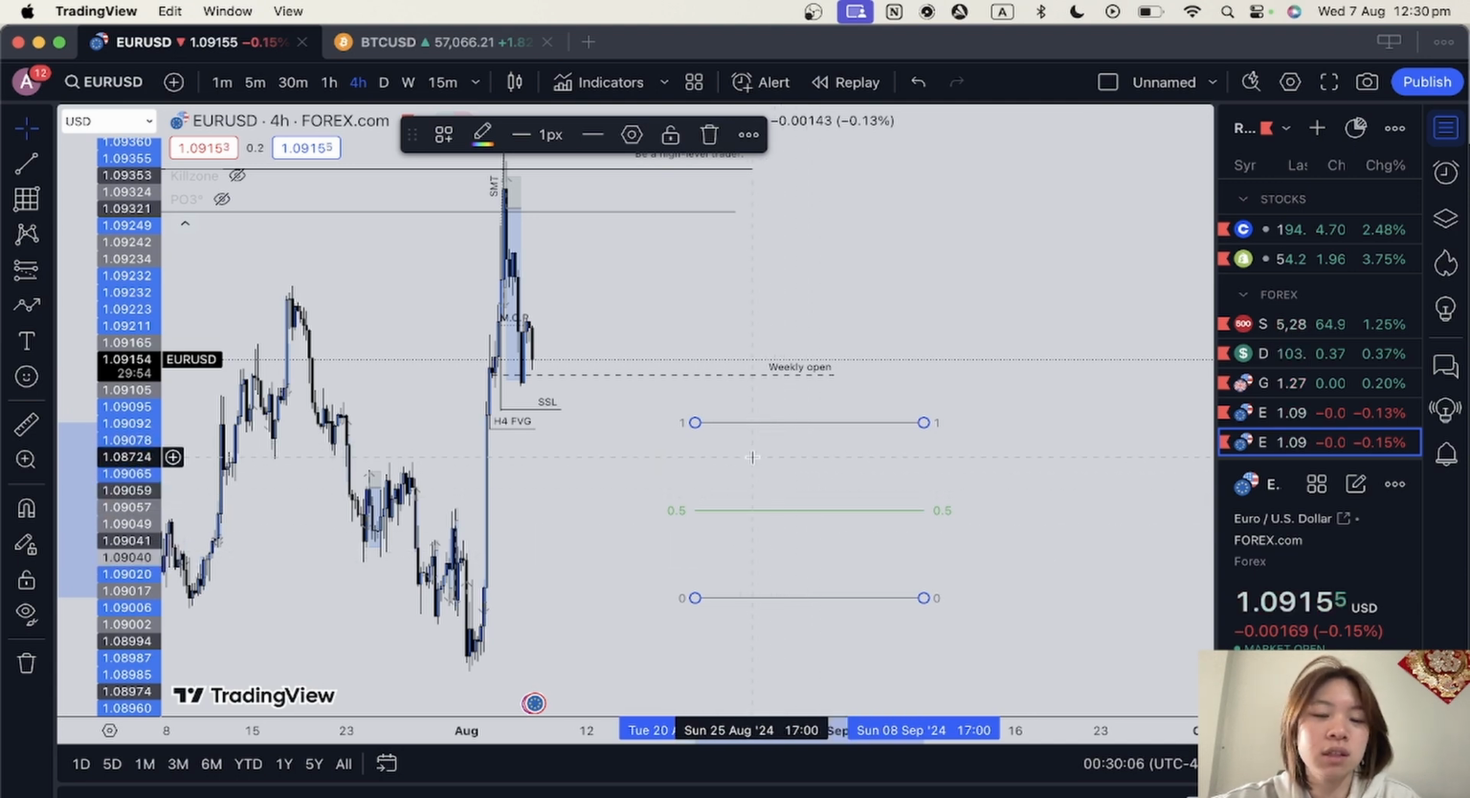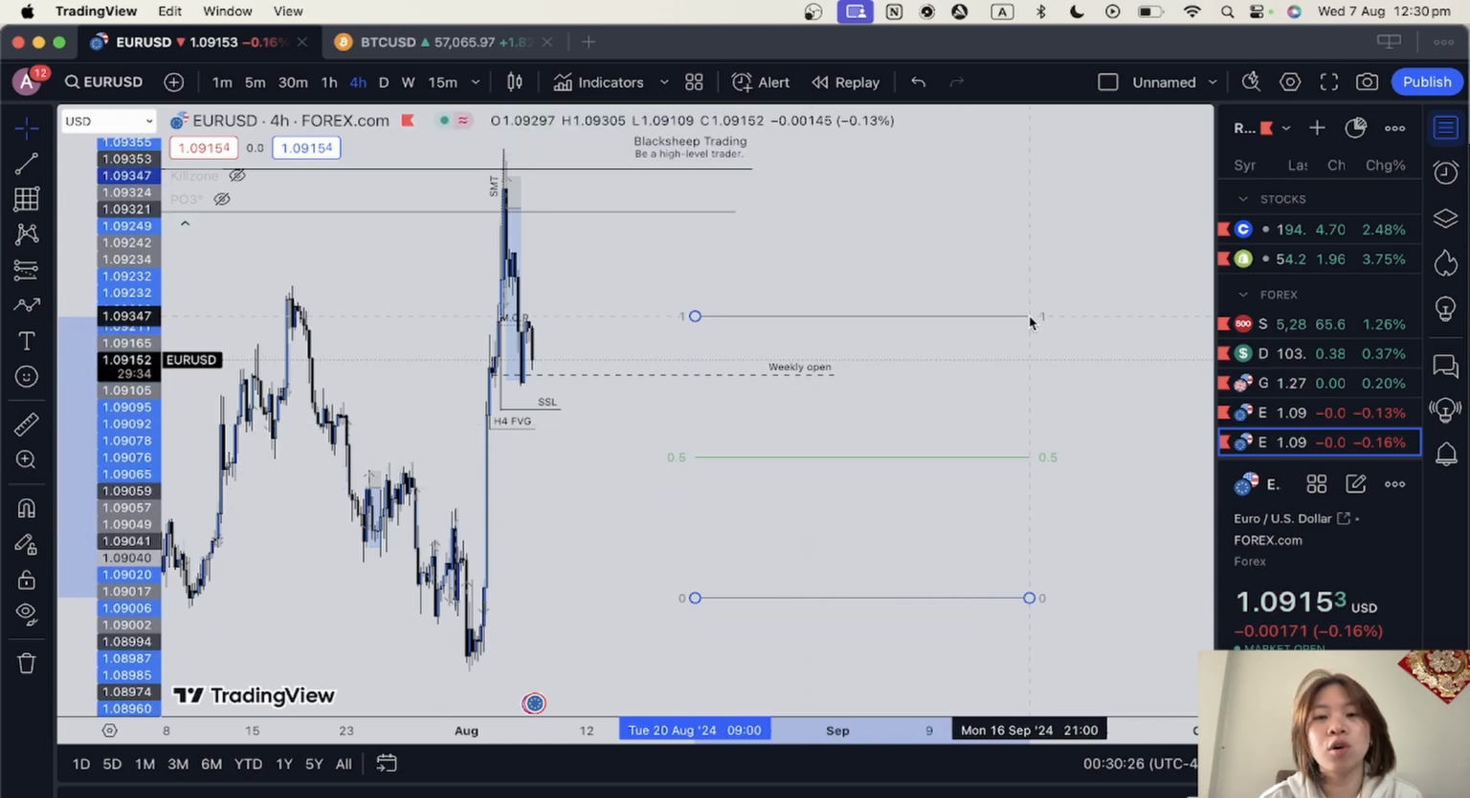Premium just means that the price is expensive at the moment, and discount means that the price is cheap. When price is in discount, you would expect it to go up because it's unsustainable, right? It's not in the middle point. And when price is in premium, you would expect it to go down. So this is something you can use to form part of your context to get your bias for the day.